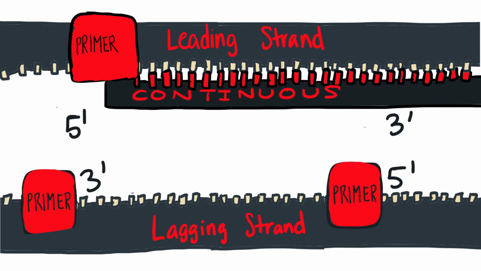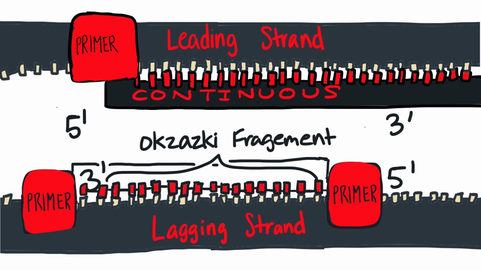So for this lagging strand, it still goes through the same processes as the leading strand, but since it can't build continuously, the polymerase rather builds in chunks called Okazaki fragments from the primers. And so that is DNA replication.